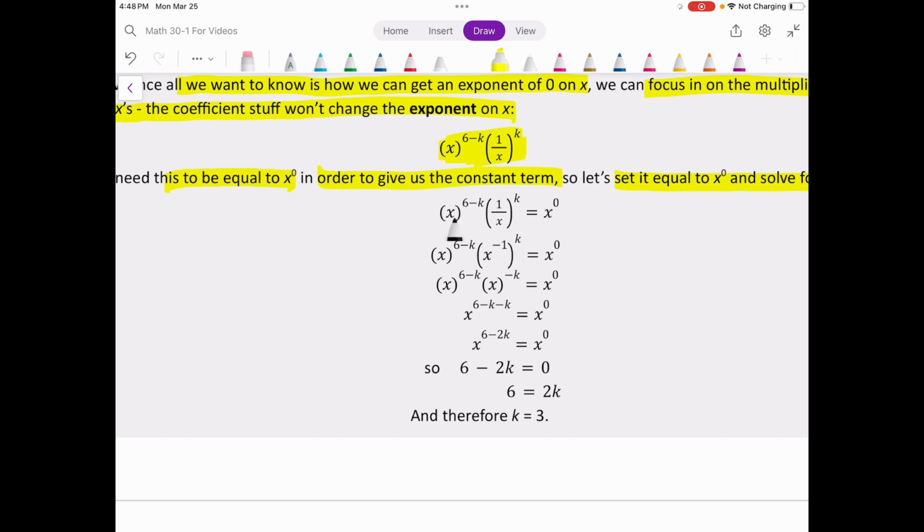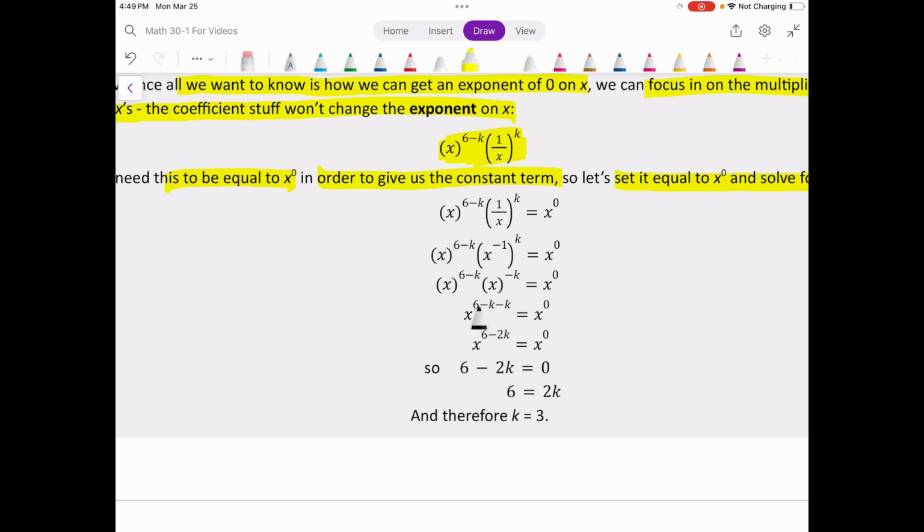Whatever happens when we multiply x to the 6 minus k times 1 over x to the k, we need the result to be x to the 0. So looking at that, we're going to rewrite 1 over x as x to the negative 1. That's just a lot easier to work with here, okay? Giving us x to the 6 minus k times x to the negative 1 to the power of k, okay? We want this to equal x to the power of 0. Okay, so now using my exponent laws, negative 1 times k is negative k. I'm multiplying these two powers of x together. So our exponent laws tell us we can add those two exponents. So I'm going to do 6 minus k plus negative k, which is just minus k again.